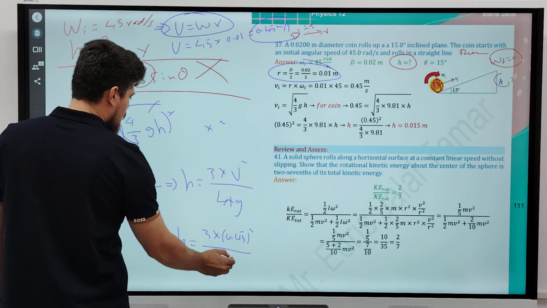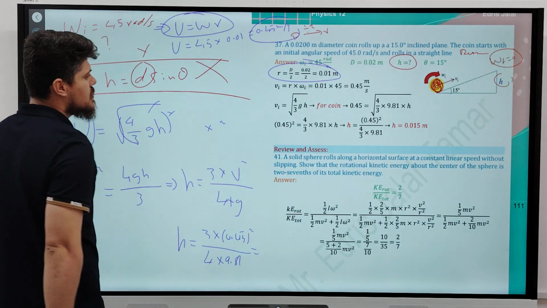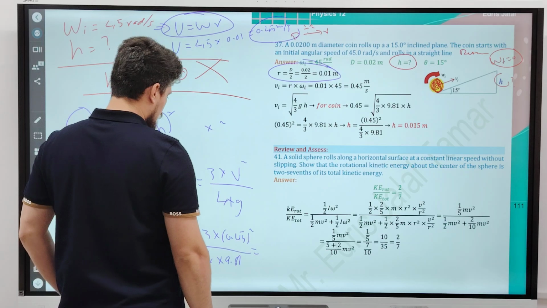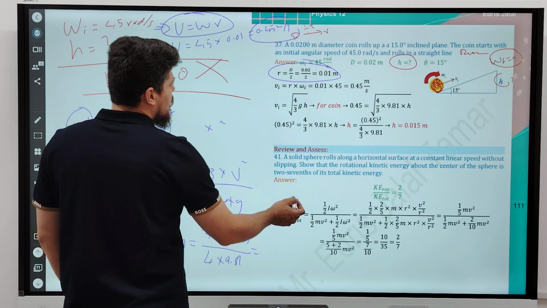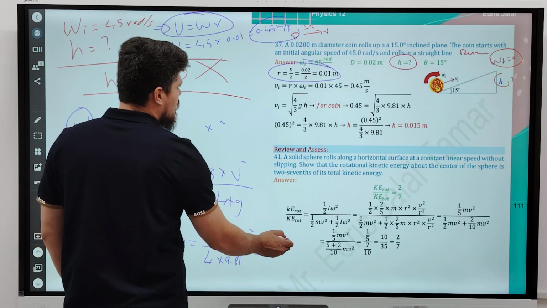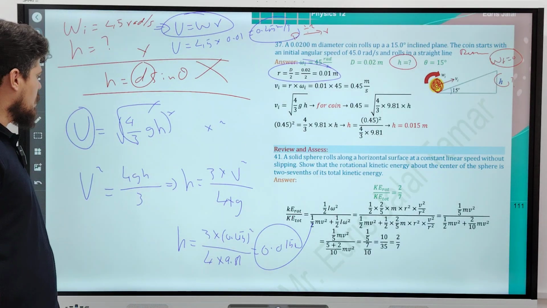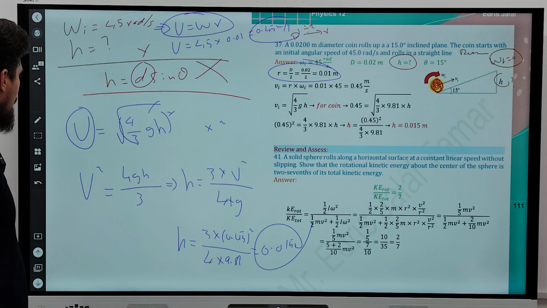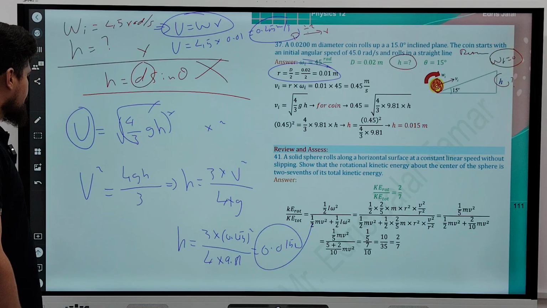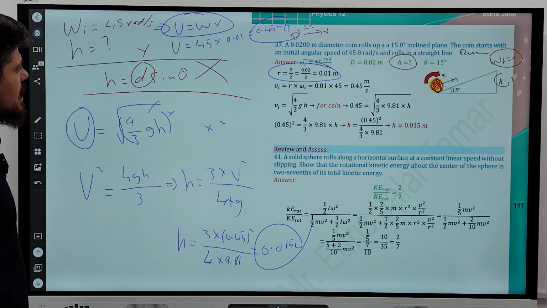4 times 9.81 is equal to what? Is equal to 0.015. Okay? Is equal to 0.015. So in this way, you can find the height of the incline. Okay, guys?